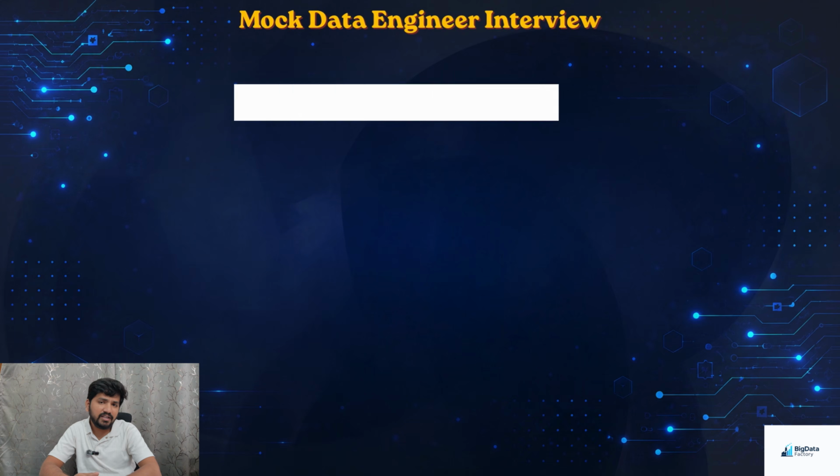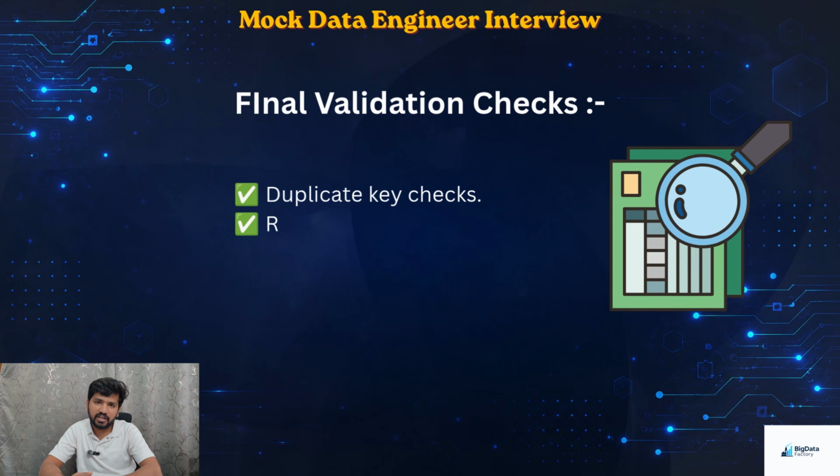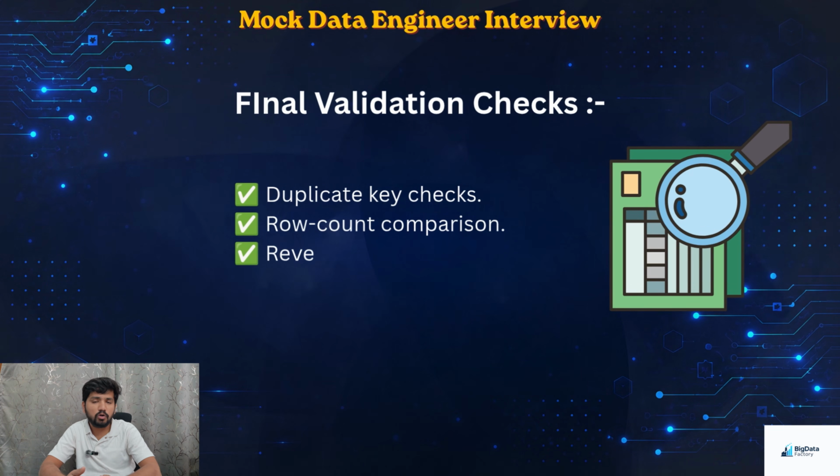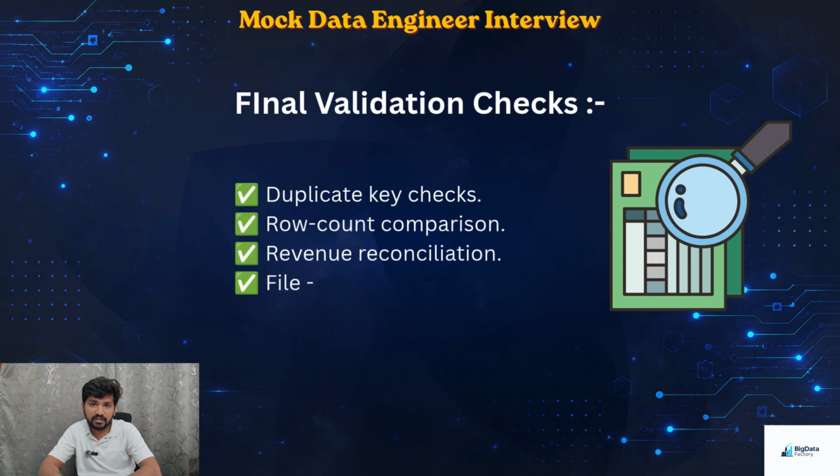For late arriving files, I would support a correction window. For example, every daily run might safely reprocess the last 2 or 3 days. For larger corrections, I would make the pipeline parameterized so it can run for a selected start date and end date. The write logic must remain idempotent during the backfill. Finally, I would add validation before publication: duplicate key checks, row count comparison, revenue reconciliation, and file completeness checks.